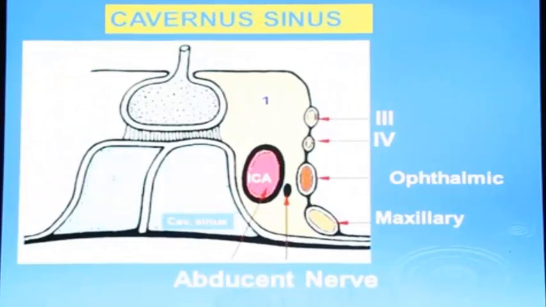Cavernous sinus. Usually when we are talking about the cranial nerves, we have to know the cavernous sinus. The cavernous sinus lies just below the hypophysis, below the sella turcica. And these are the nerves: the third nerve, the fourth nerve, the ophthalmic and maxillary branches of the trigeminal nerve, and the abducent nerve, and this is the internal carotid artery. Any infection in this area may lead to disturbance of the whole function of the brain and a lot of complications.